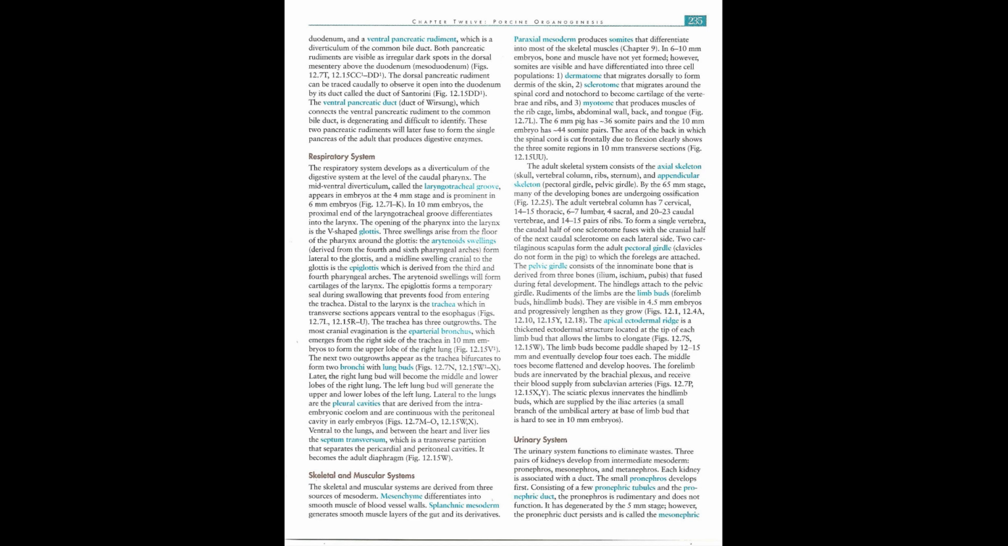The adult vertebral column has 7 cervical, 14 to 15 thoracic, 6 to 7 lumbar, 4 sacral, and 20 to 23 caudal vertebrae, and 14 to 15 pairs of ribs. To form a single vertebra, the caudal half of one sclerotome fuses with the cranial half of the next caudal sclerotome on each lateral side. 2 cartilaginous scapulas form the adult pectoral girdle.